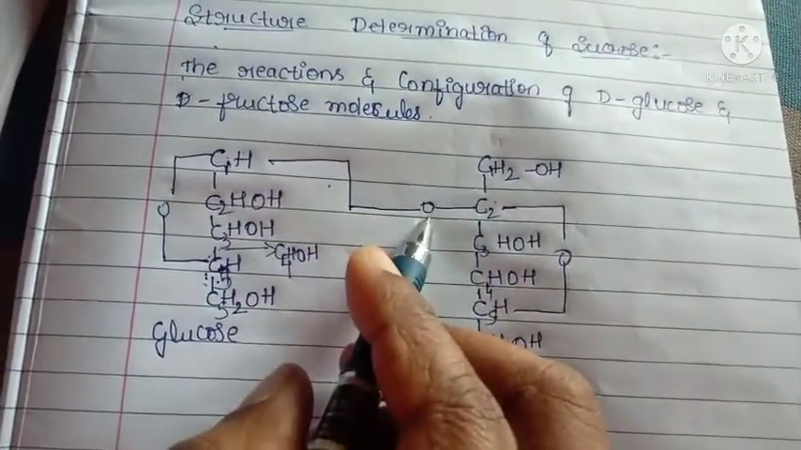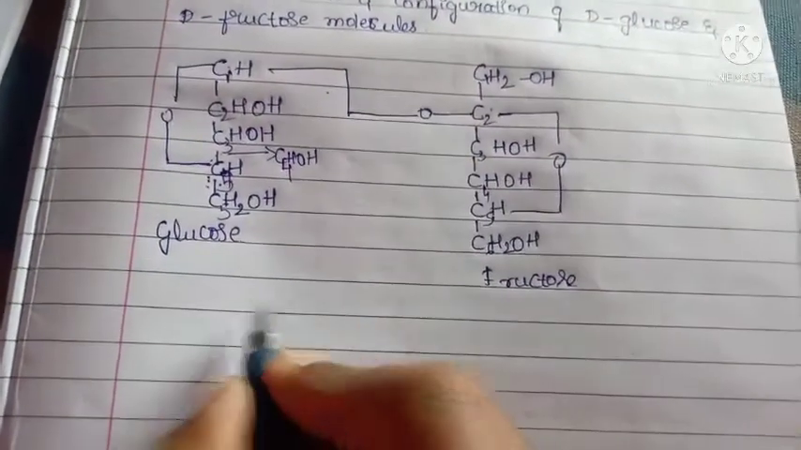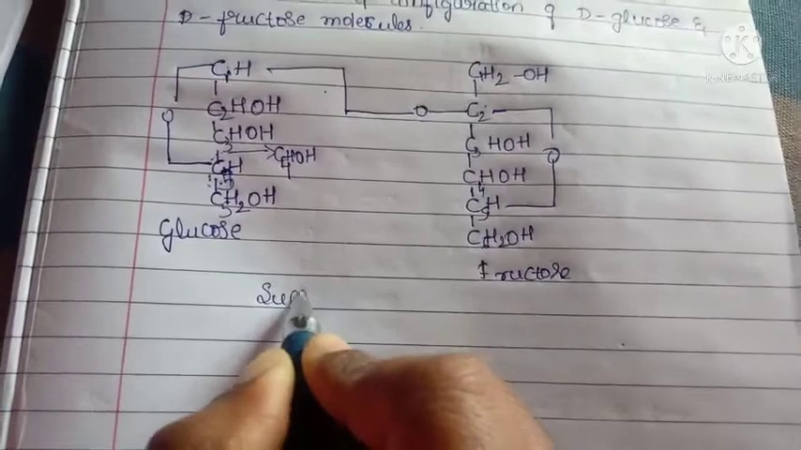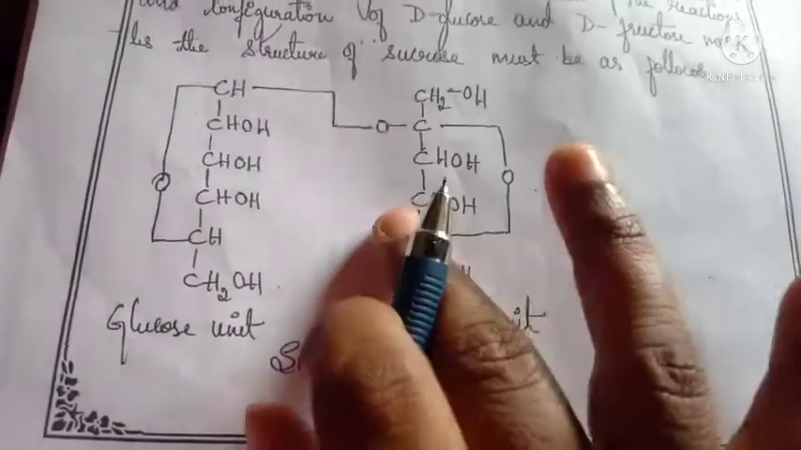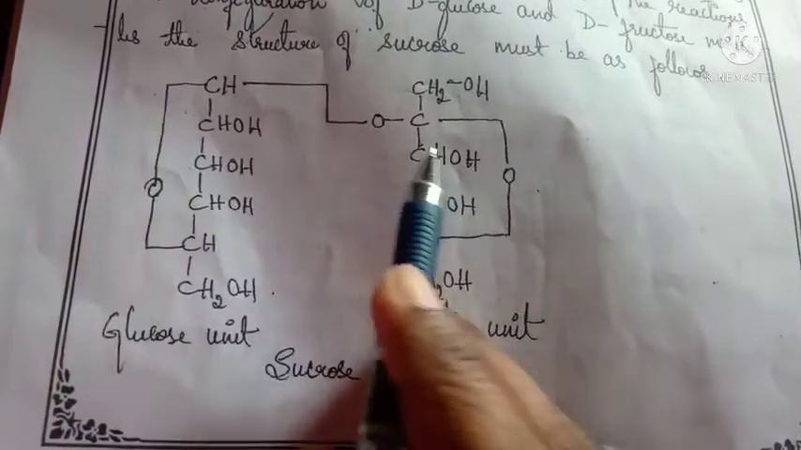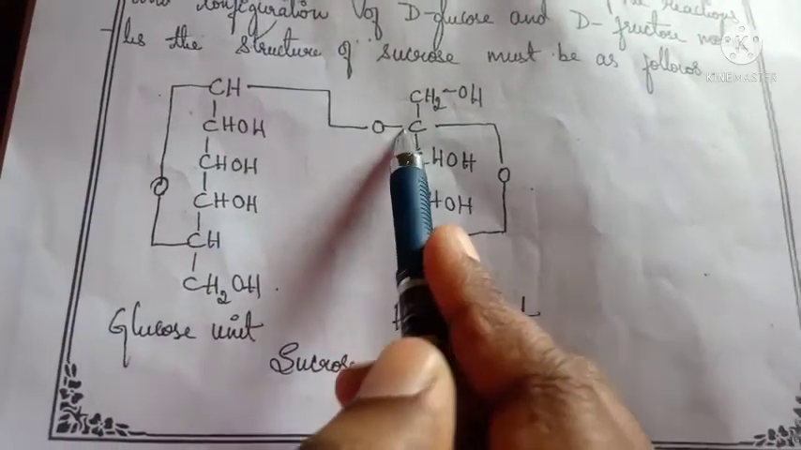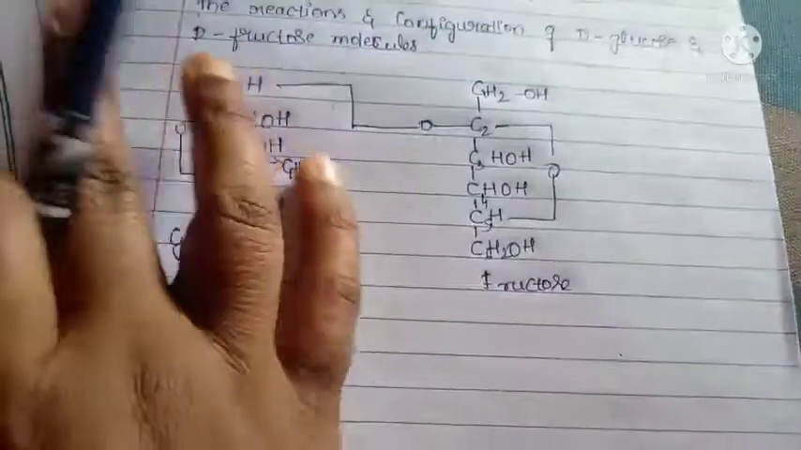C1 of the glucose and C2 of the fructose should be glycosidically linked. This is the structure of sucrose. Here you have to see this. Sorry, I made a mistake. You have to see here. This will be bonded with the second carbon atom of the fructose. This is the cyclic structure.